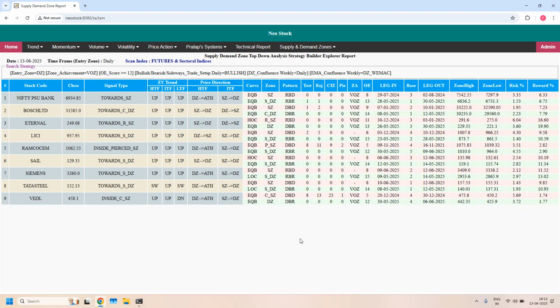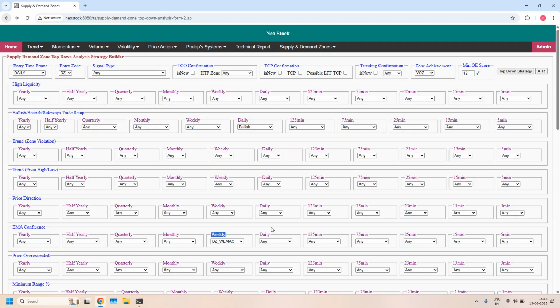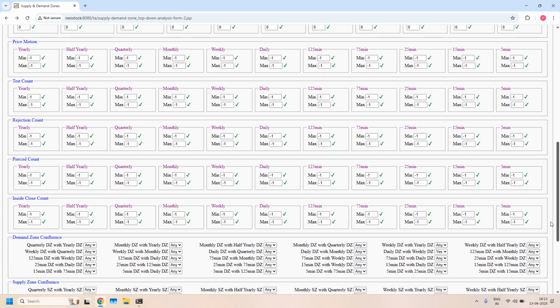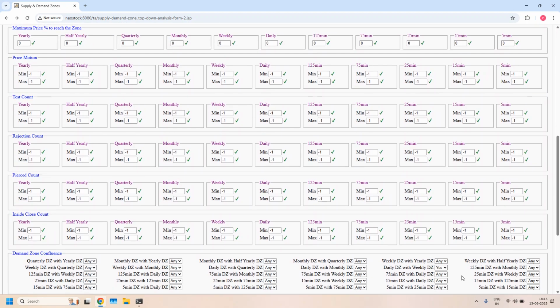Next, we will further filter based on LTF, ITF and even HTF demand zone confluence supported stocks. That means daily, weekly and monthly demand zone confluence supported stocks. So I am going back, removing ITF filter. Now we are focusing on even HTF. So in the demand zone confluence, 3 filters we have to set. First filter daily and weekly already enabled. Next, daily and monthly demand zone confluence, weekly and monthly demand zone confluence.